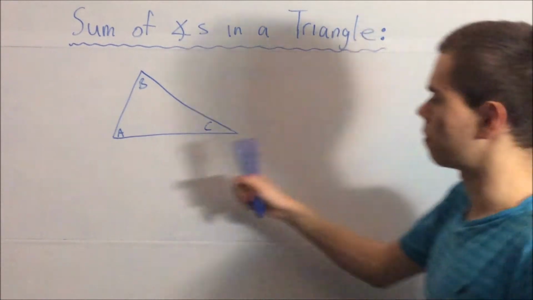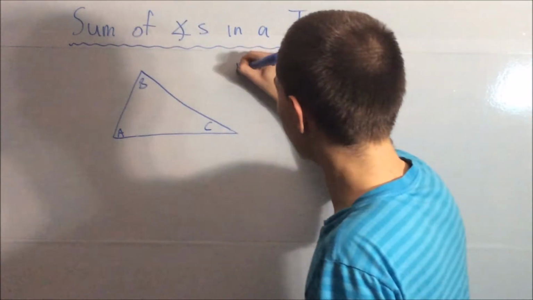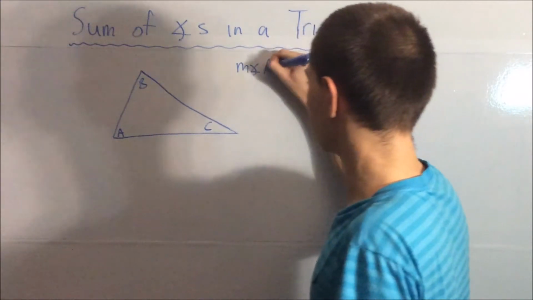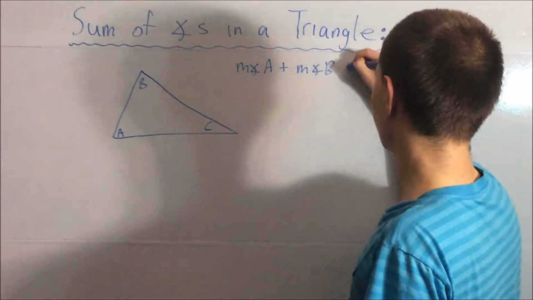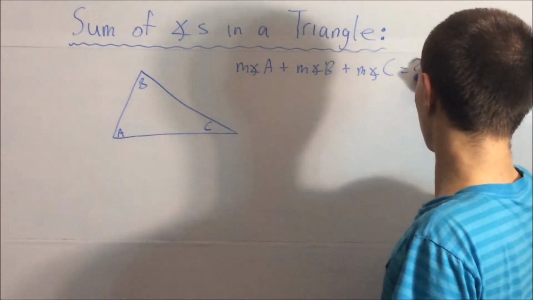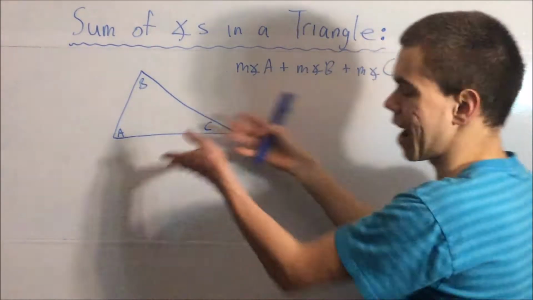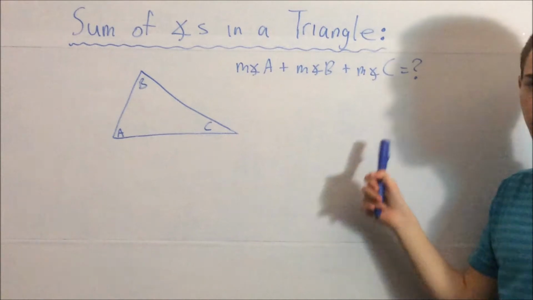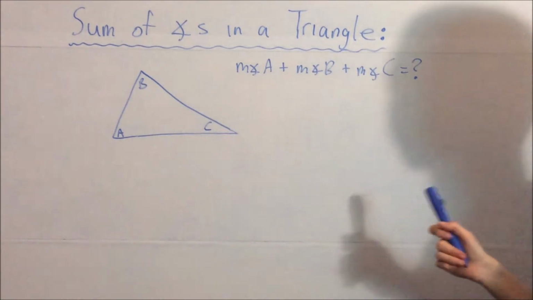So if we were to add up angles A, B, and C, specifically their measures, right? When we add up the measures of each of these angles, so measure of angle A plus the measure of angle B plus the measure of angle C, what will we get? Could it be any value, or is it going to be some sort of specific number? How do we figure that out?